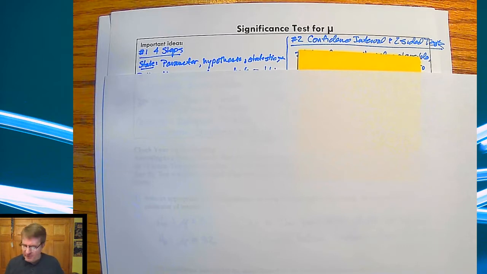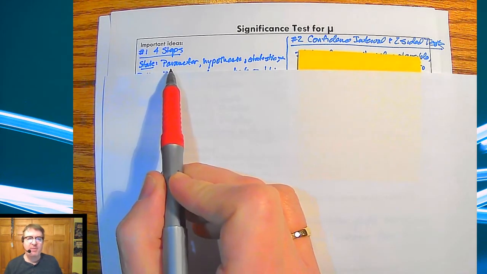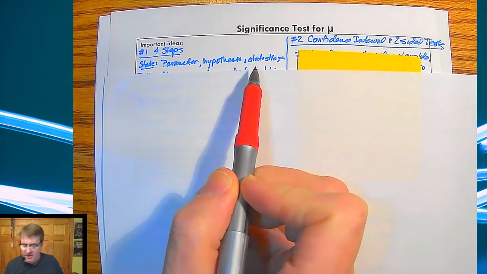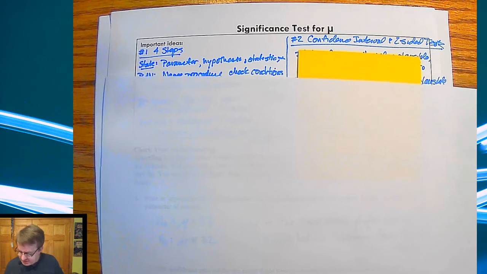All right, so anyway, four steps. First step, not a surprise, state. You're going to state your parameter, your hypothesis, your statistic, and your alpha significance level. So again, very much like what we did with proportions.